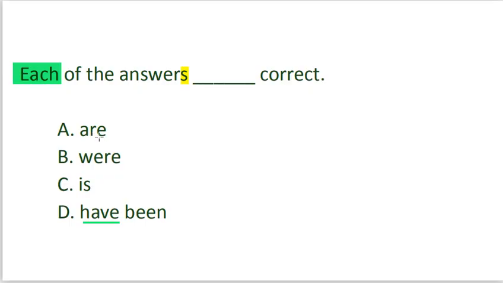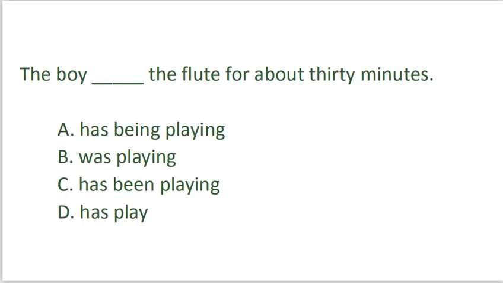Option A is plural. Option B, were, is also plural. Option C is singular. Option D, have been, have is plural. The only singular option here is option C. Each of the answers is correct. Option C.